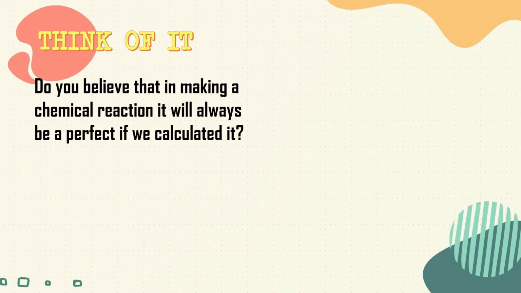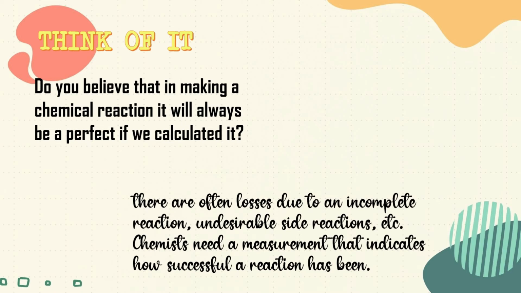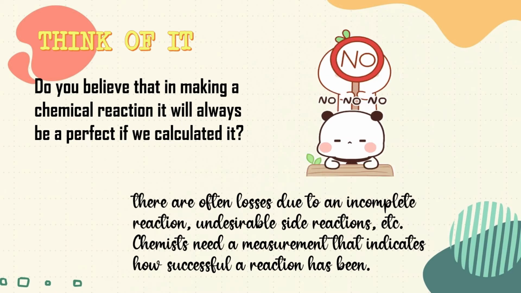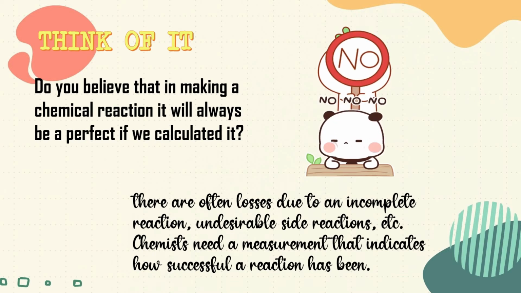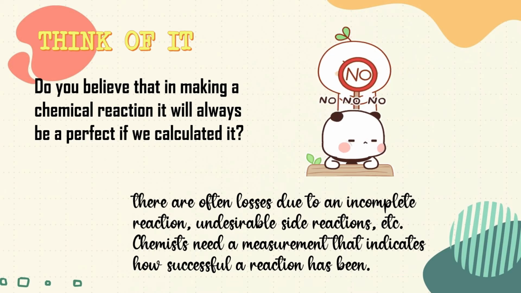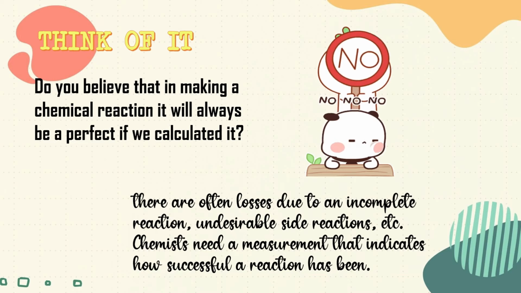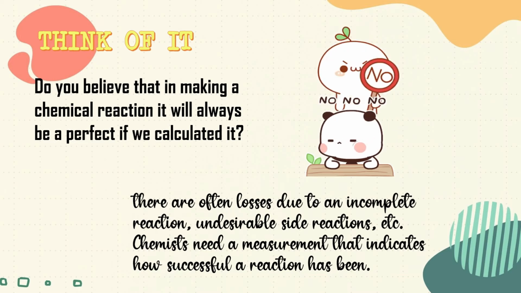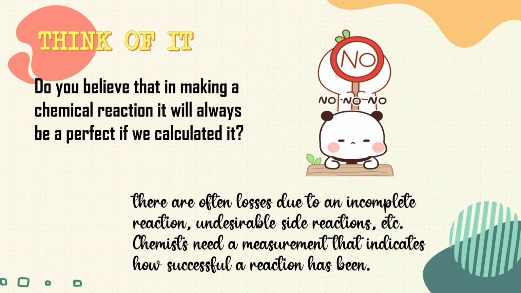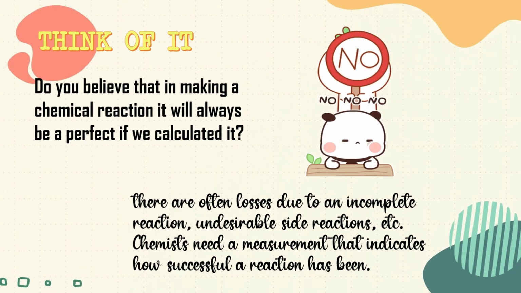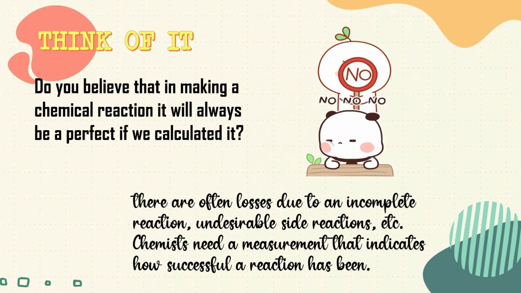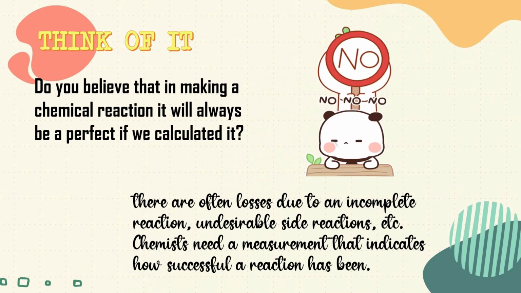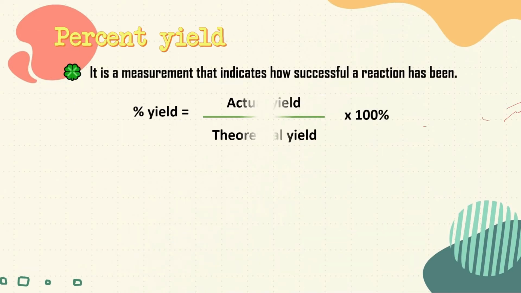Think of it. I have here a question. Do you believe that in making a chemical reaction, it will always be perfect if we calculated it? The answer is no. There are often losses due to incomplete reaction. Nagkakaroon tayo ng incomplete reaction because of the limiting reactant at the excess reactant. That's why the chemist is always measuring this percent yield with the use of this formula.